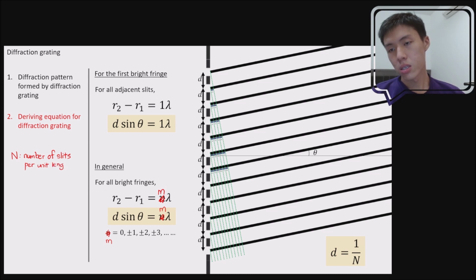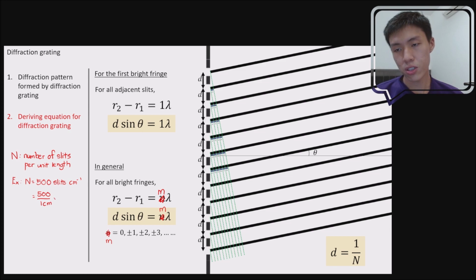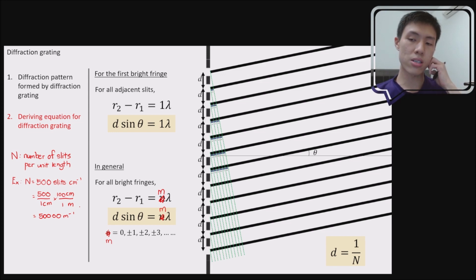Let's say, for example, n today is 500 slits per cm. If you write in terms of numbers, this will be 500 per 1 cm. And if you want to convert into meters, because usually we do things in SI units, you want to eliminate cm and introduce meter. So 1 meter is 100 cm, and you get 50,000 slits per meter.